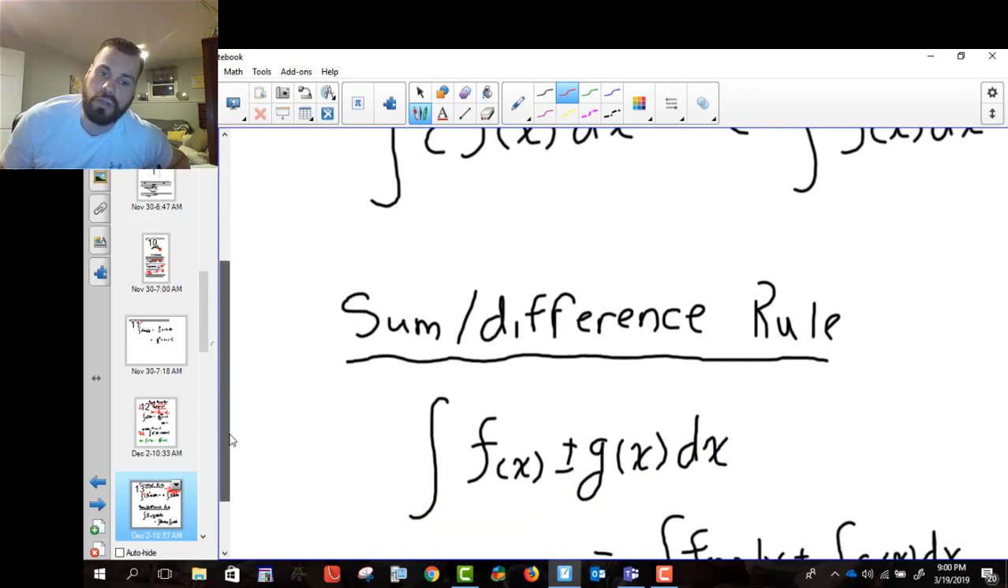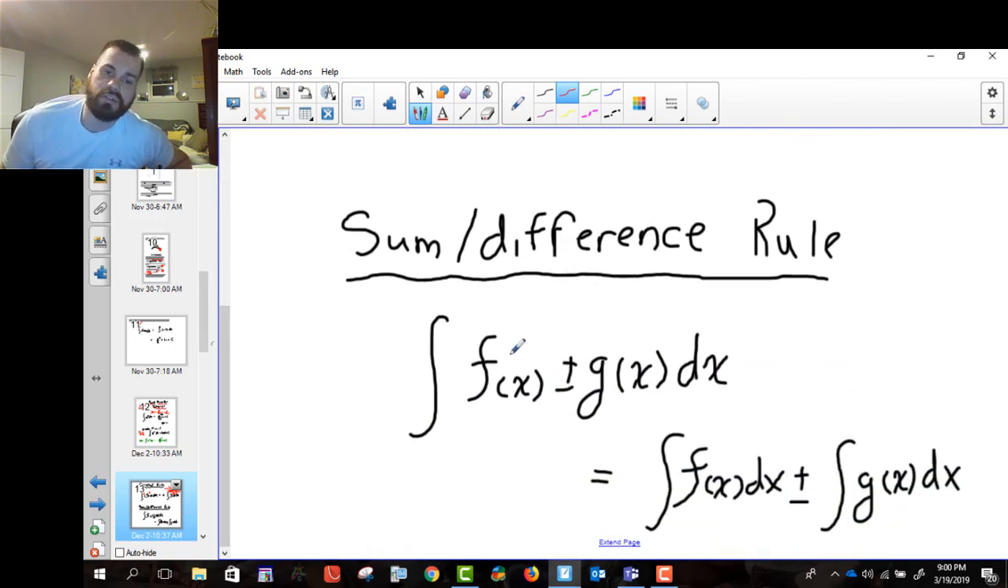The sum and difference rule, you can imagine, again, with derivatives, the sum and difference rule said if you have a sum or a difference, you just take the derivative of each piece of that sum or difference. And so with integrals, it becomes the same. So the integral of f of x plus g of x is the integral of f of x plus the integral of g of x dx. And if it's minus, then it's minus. So now we're sort of building, okay, now I can deal with things like this.